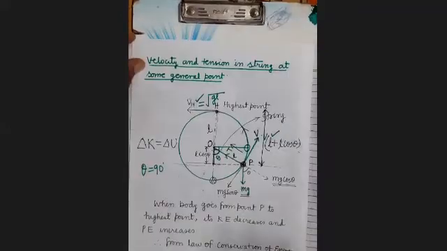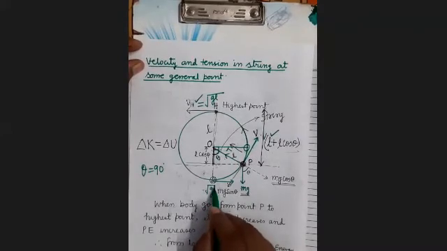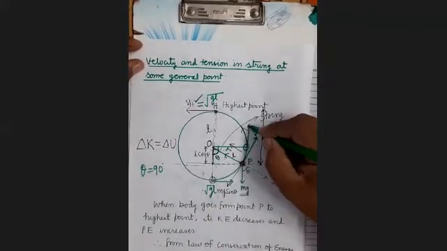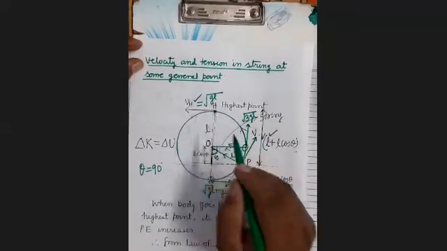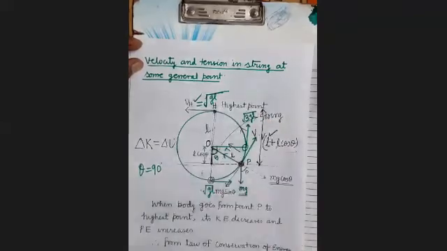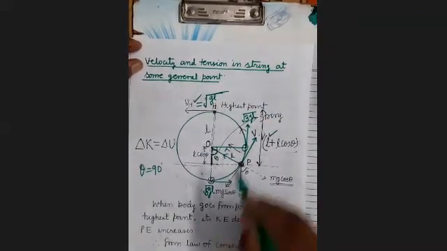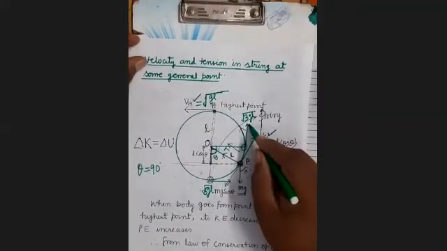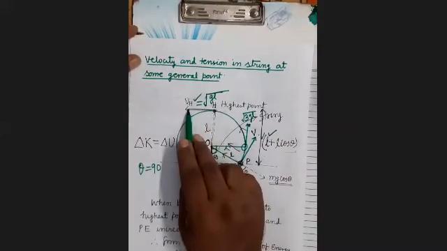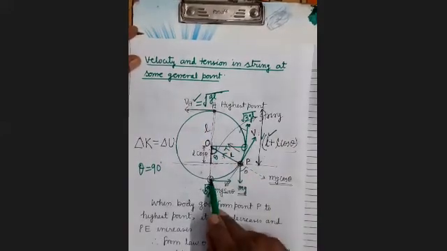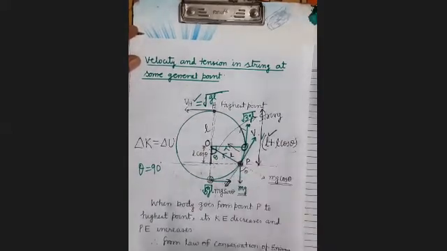It means when the particle is having speed root GL here, what will be the speed here? Root 5 GL. And here it will be root 3 GL. You can see once again, when the particle is having speed root GL here, then the speed here will be root 5 GL, and here it will be root 3 GL.